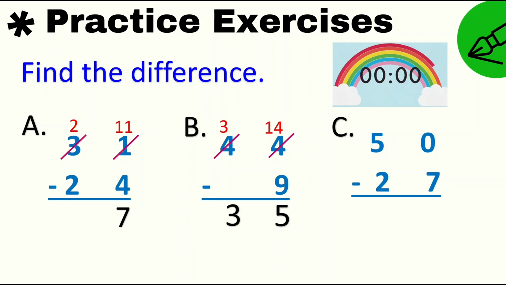Yay! Letter C, 50. Let's regroup 50. 0 becomes 10, and then 5 will become 4. 10 minus 7 is 3. 4 minus 2 is 2. So the answer is 23.